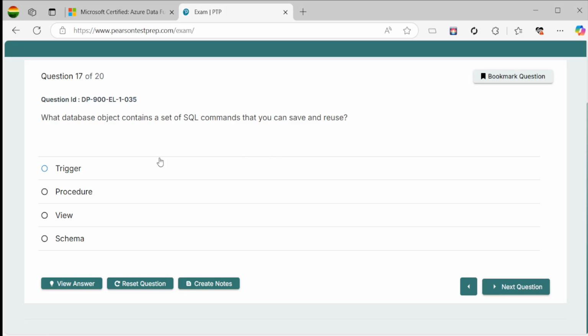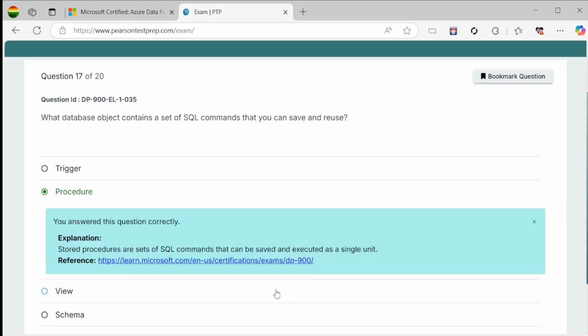So if you're reusing code, is that a trigger? No. A stored procedure? Probably. A view? Could be, right? You can share queries and save them as visuals or schema. Well, the answer is a stored procedure.